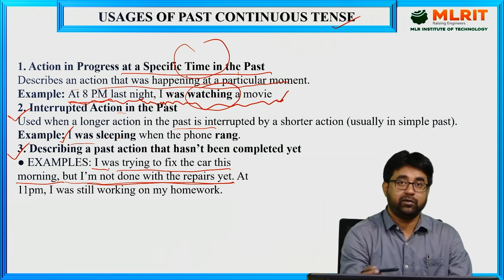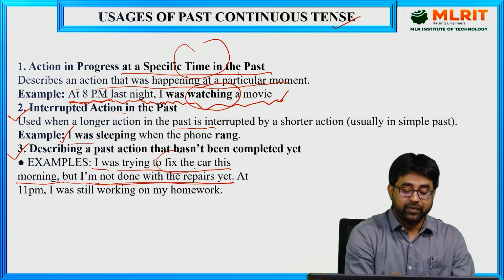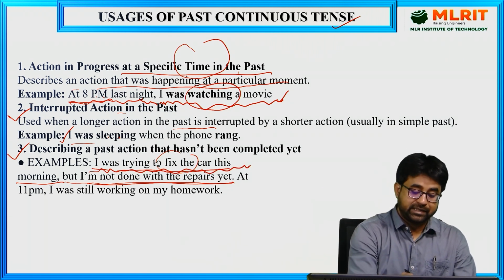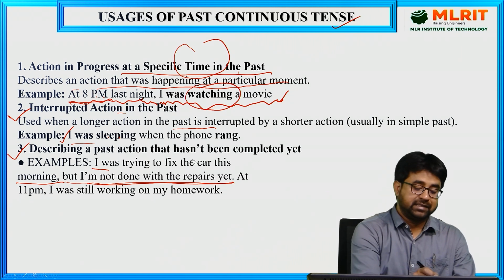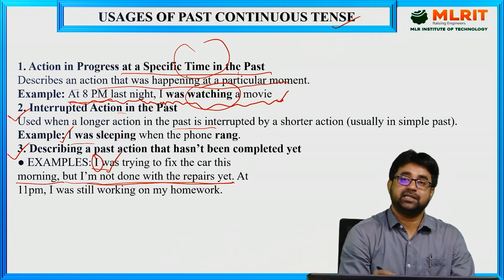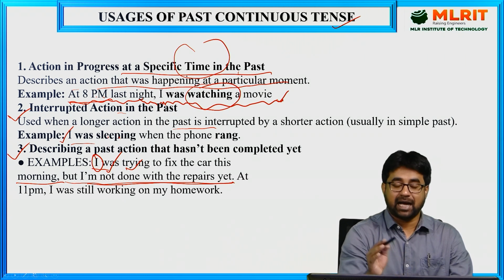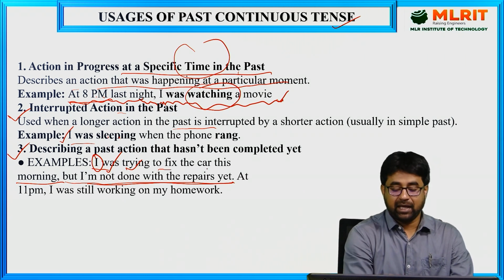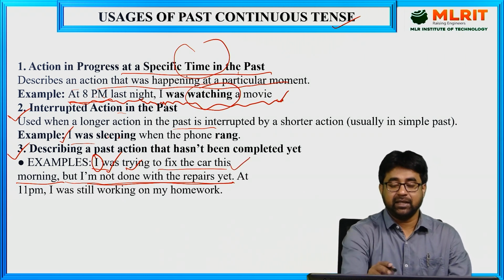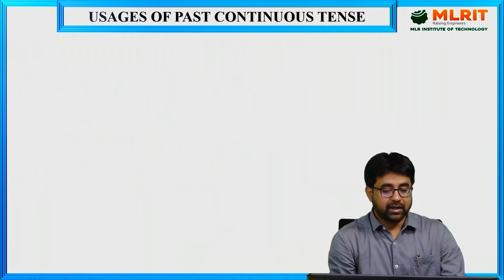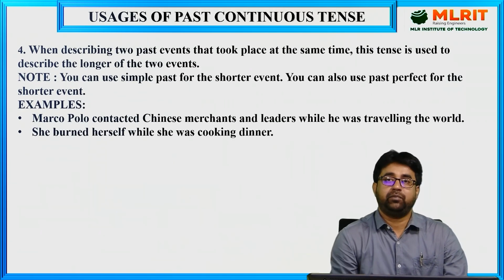So which event or which action was not completed? Fixing the car. So this part, which tense am I using? Can you tell by seeing the structure of the sentence? This is the subject, this is the past form of the verb, and then V4, V1 plus ing, and then object. So which tense is it? Past continuous tense. Fine.